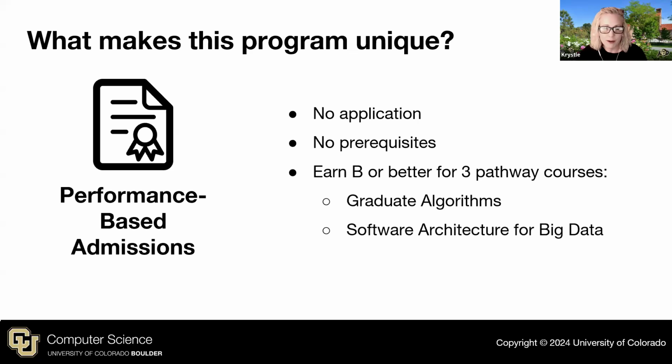Simply earn a B or better in a series of 3 courses called Pathway Specializations to show that you can do well in these courses. There are 2 pathway specializations to choose from: graduate algorithms and software architecture for big data. When you complete one pathway specialization with a B or better in each course, you will be admitted as a computer science graduate student at the University of Colorado Boulder.